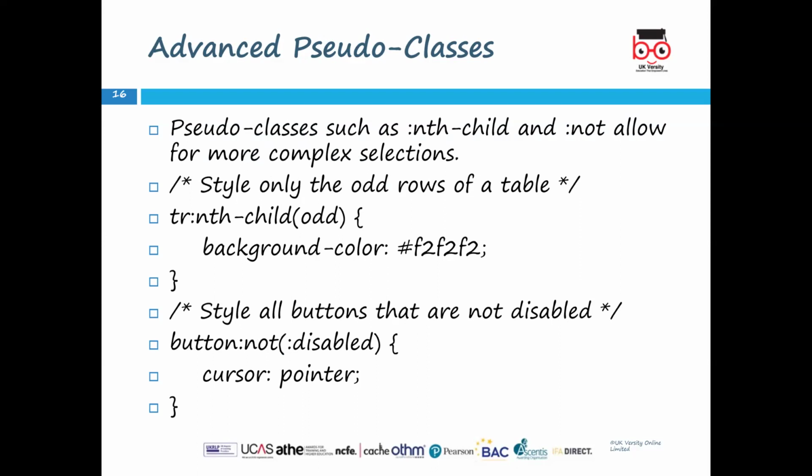Advanced pseudo-classes. We spoke about them in our previous tutorial. So what we can do now, they will now be used for more complex selections. So we have an example here. We want this to style only the odd rows on a table. So we're now going to pick all the odd rows, and we'll apply this change where we're just going to change the background color, and we'll then give it a specific color.